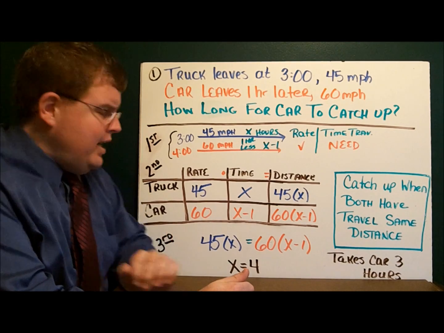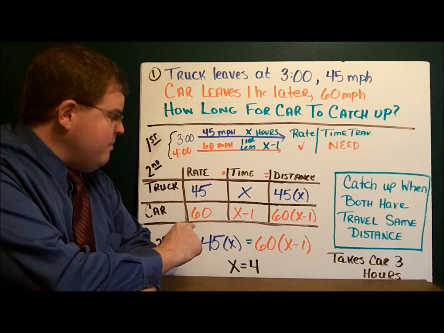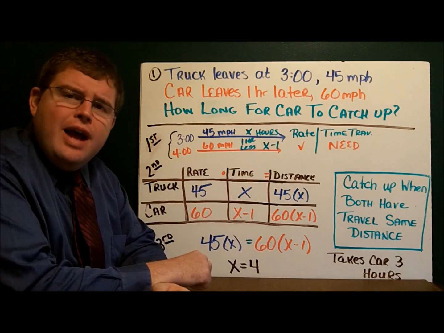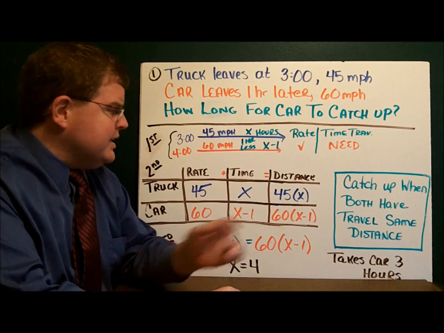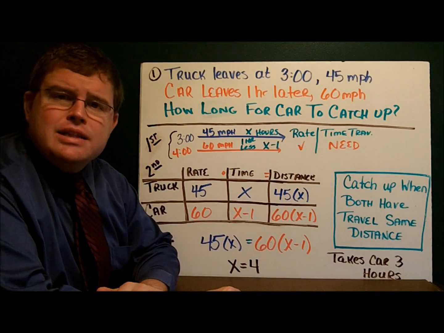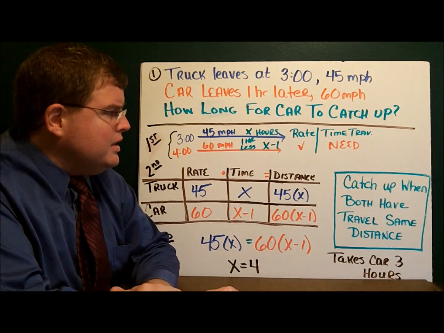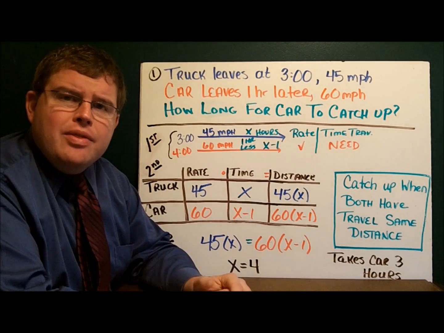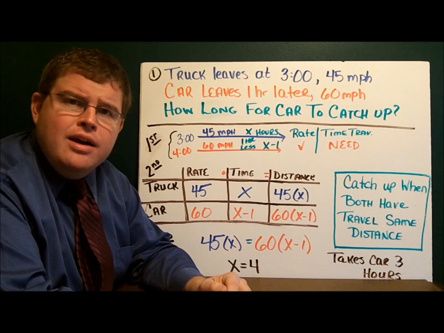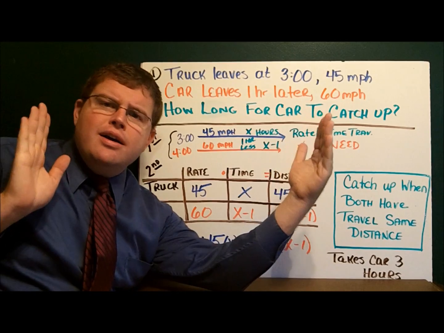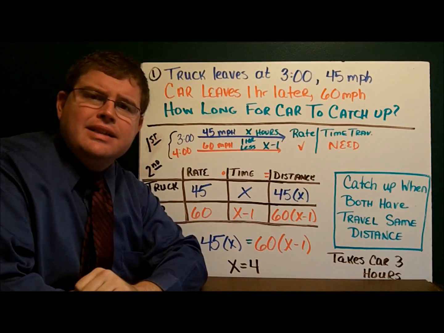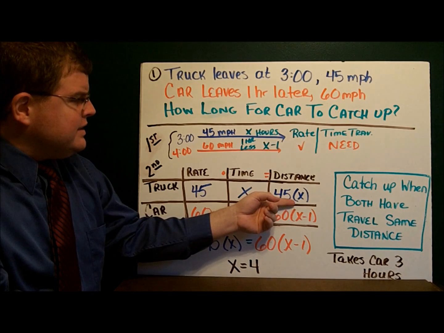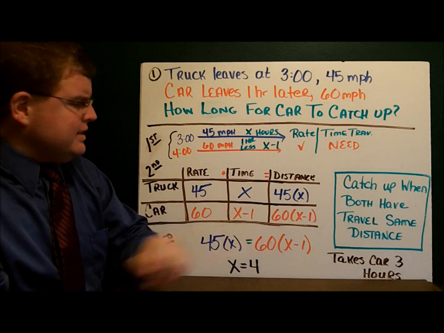The car, on the other hand, went 60 miles per hour, and it traveled for x minus 1 hours, so the distance it covers is 60 times x minus 1. Now, because we want to know when the car will catch up to the truck, well, here's the truck. When the car catches up, they've traveled exactly the same distance. Therefore, this distance will equal this distance.